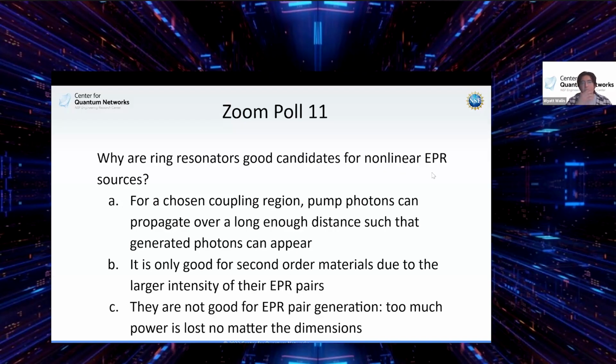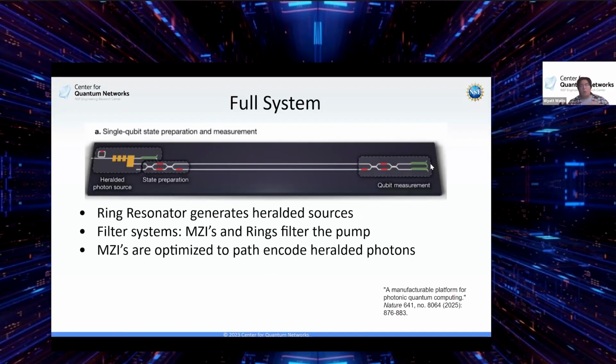So from that, we have these three ideas. We have our couplers. We have ways to split information into two different waveguides. We have ways to filter them. We have ways to generate EPR pairs. So what do we do when we have a full system?